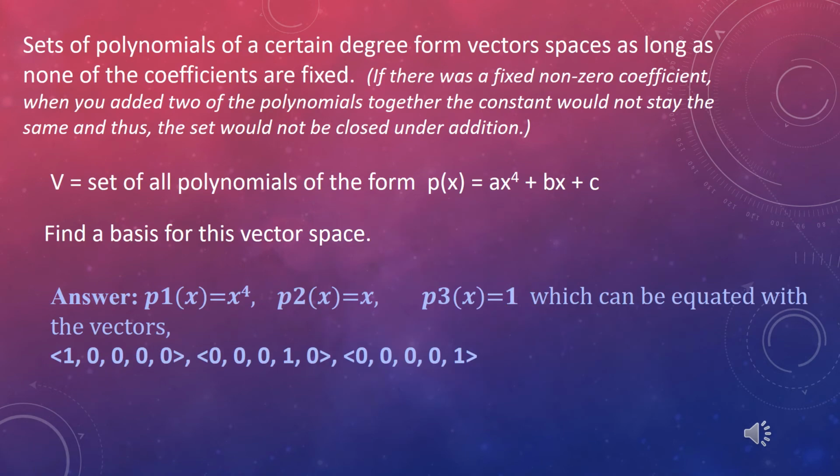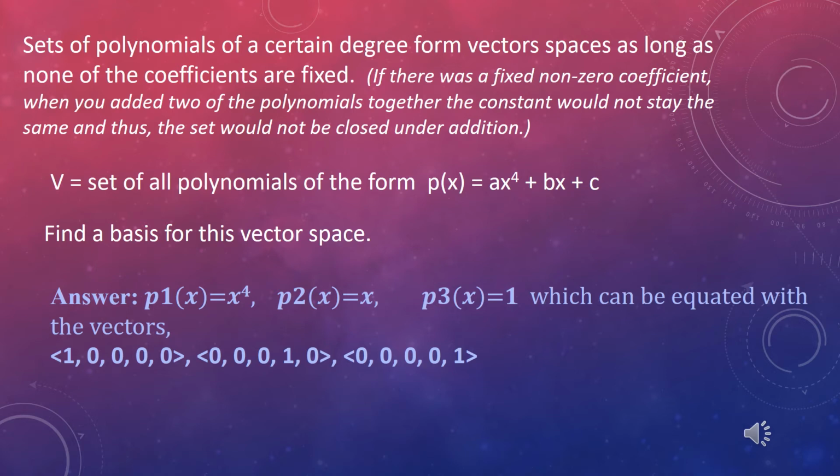Sets of polynomials of a certain degree form vector spaces as long as the coefficients are not fixed. If any of the coefficients are fixed, then when you add two of the polynomials together, those coefficients are going to add, and they're not going to end up being the fixed coefficient. For example, if you had all polynomials of the form 5x squared plus bx plus c, when you added any two of them together, you would then have 10x squared and not of the form 5x squared. So that's an illustration of why none of the coefficients can be fixed.